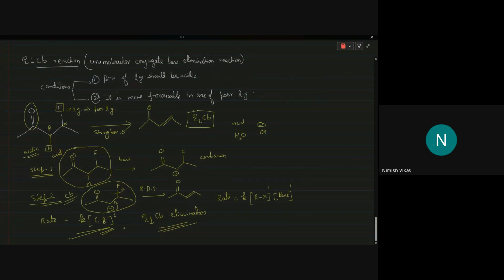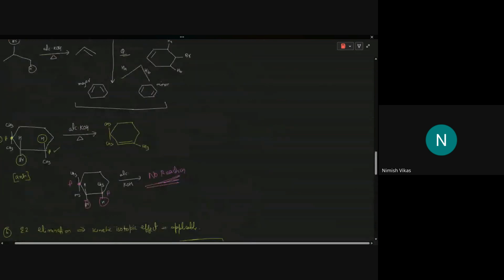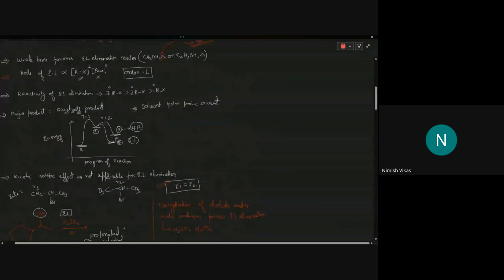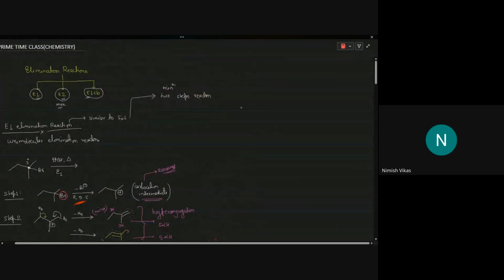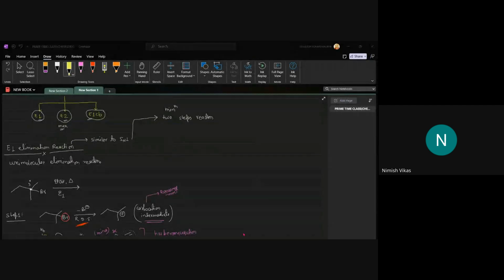Anyone having doubt in this, they can ask. Anyone having doubt in this? No, sir. Okay. So this was the overall summary of the elimination reaction in which we have covered E1CB, E2 elimination in detail, and E1 elimination also. You can practice the questions based on this from our module. If any doubt is there, you can post the doubt on DeepL and let me know also. Those who are not having doubt can leave the class.